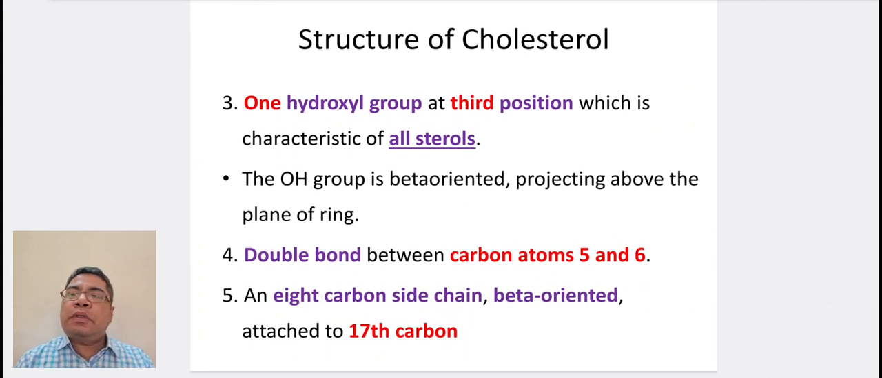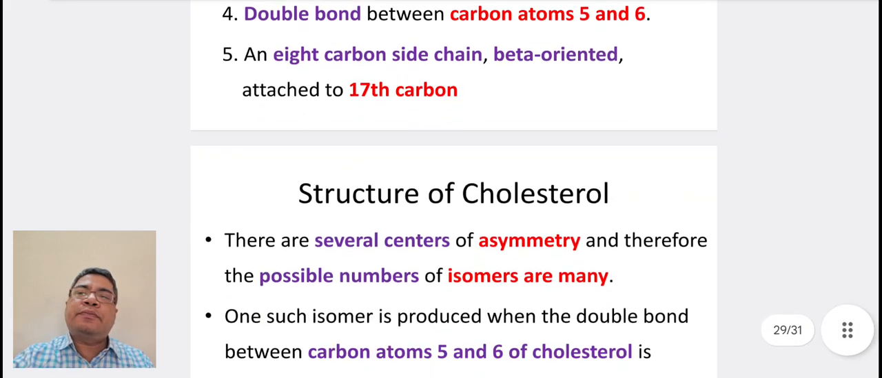One hydroxyl group at third position, which is characteristic of all sterols. The OH group is beta oriented, projecting above the plane of the ring. The double bond between carbon 5 and 6 is present. The 8 carbon side chain, beta oriented, is attached to the 17th carbon.